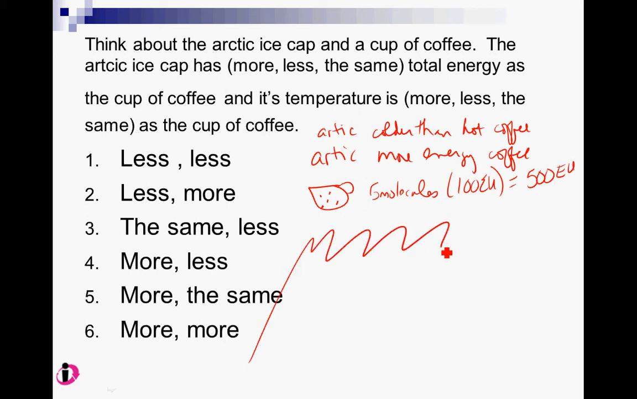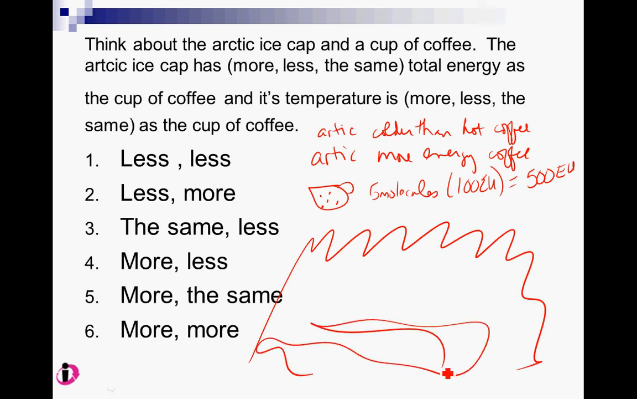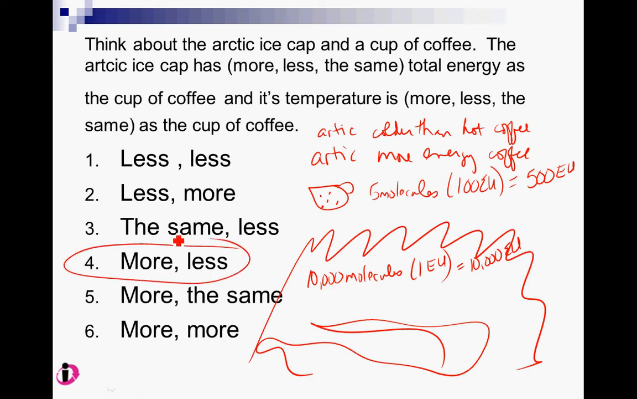But now I've got my great Arctic ice cap, and I've got 10,000 molecules in this Arctic ice cap, but they're really cold, so there's only 1 energy unit per molecule. But that means I still have 10,000 energy units in this Arctic ice cap. So the Arctic ice cap has more total energy than the cup of coffee, and its temperature is less than the cup of coffee. So that was number 4. Okay, let's go on.